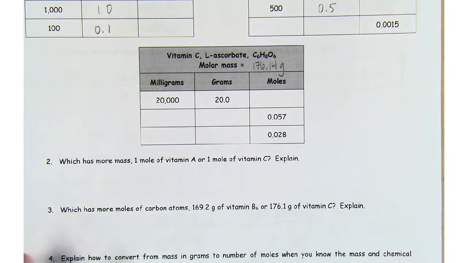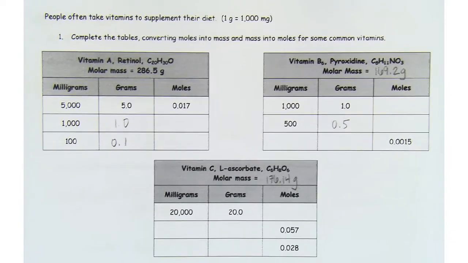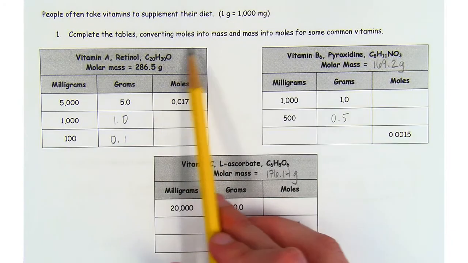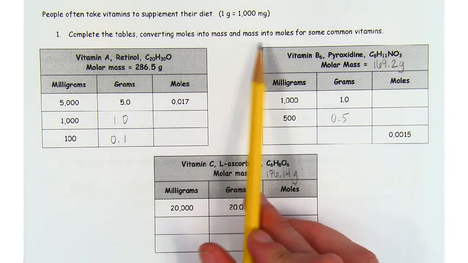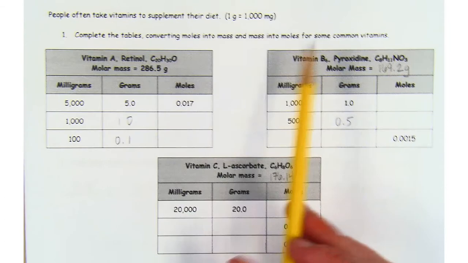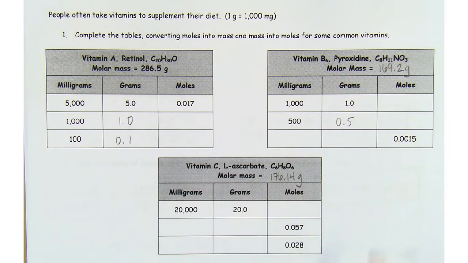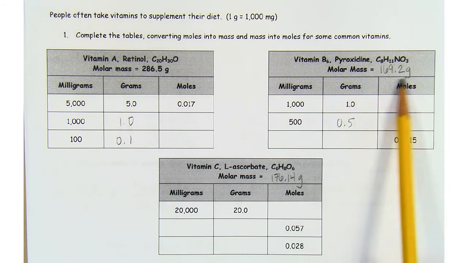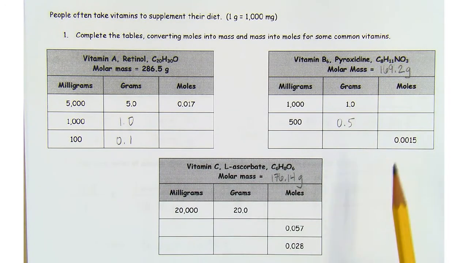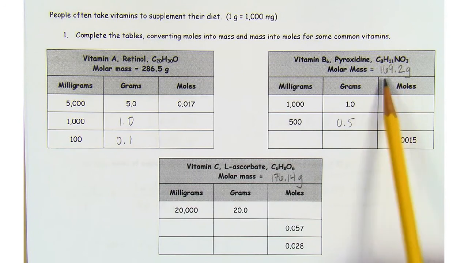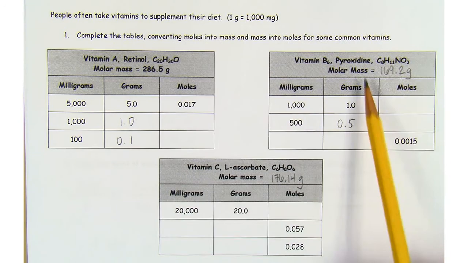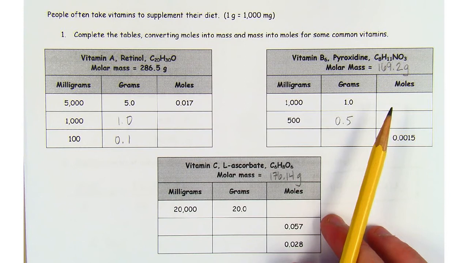Okay, the second page asks you to convert moles into mass and mass into moles for some common vitamins. So we're talking about retinol, vitamin B6, and vitamin C. One thing you've noticed is that I filled in the molar masses here. They're blank, and you should do the same. I got these numbers by looking on the periodic table. I have 8 carbons, 11 hydrogens, 1 nitrogen, 3 oxygens. Okay, that's the number you should get.